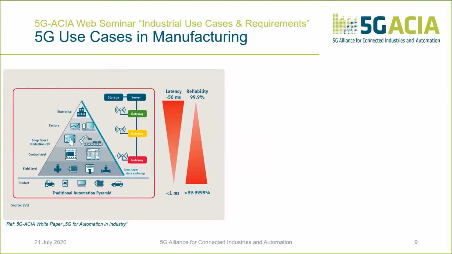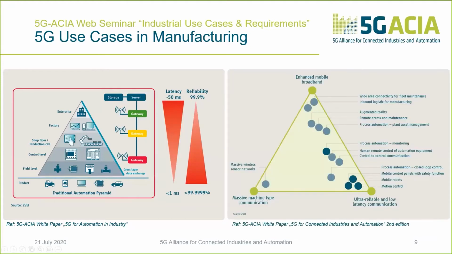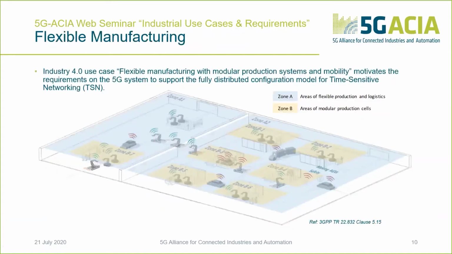And the figure on the right-hand side shows you the well-known 5G triangle of enhanced mobile broadband, massive machine type communication, and ultra-reliable low latency communication, URLLC. And our focus in 5G-ACIA currently, and also in this presentation, is on the use cases close to the right bottom corner of the triangle, the URLLC, although aspects of the other corners are, of course, also considered. Let's start with specific use cases now.